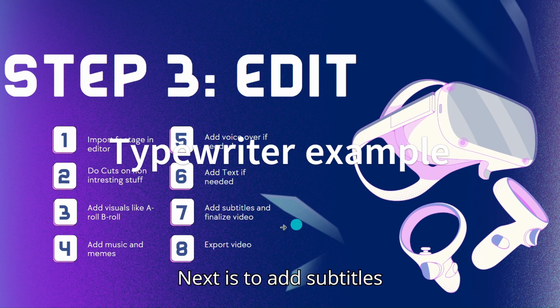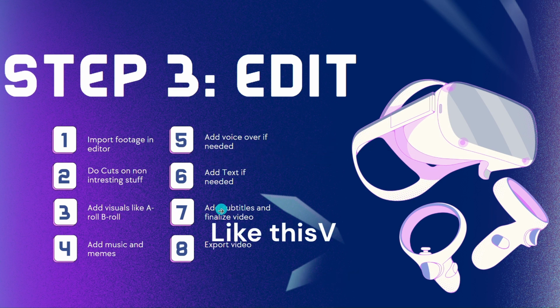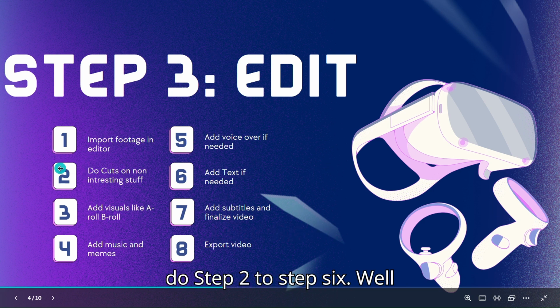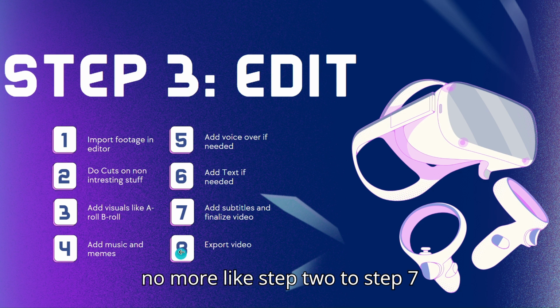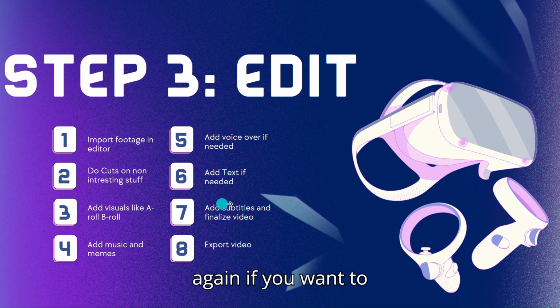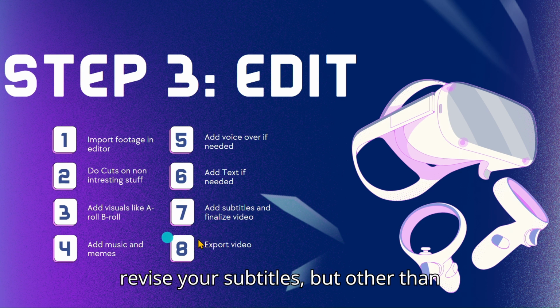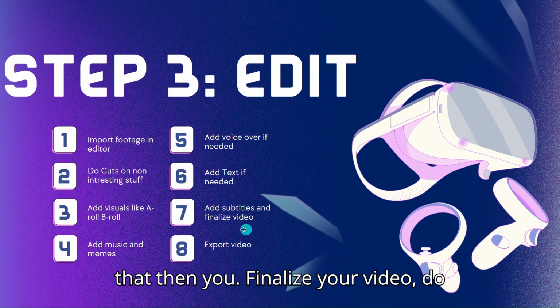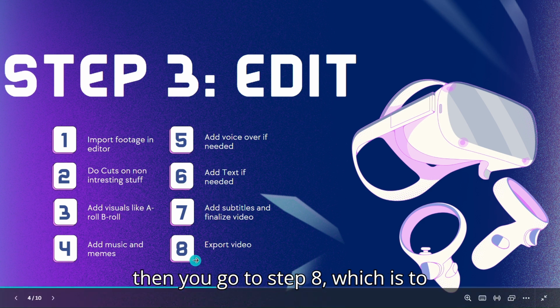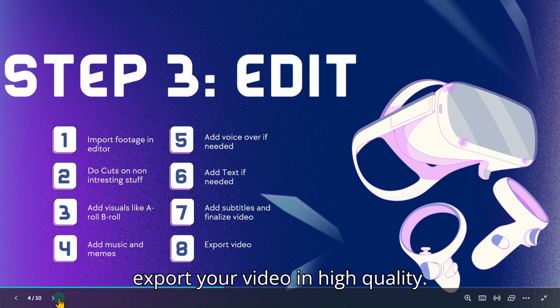Next is to add subtitles, and then finalize your video. Do step 2 to step 6. Well, no, more like step 2 to step 7 again, if you want to revise your subtitles. But other than that, you finalize your video, do step 2 to step 6 again, and then you go to step 8, which is to export your video in high quality.